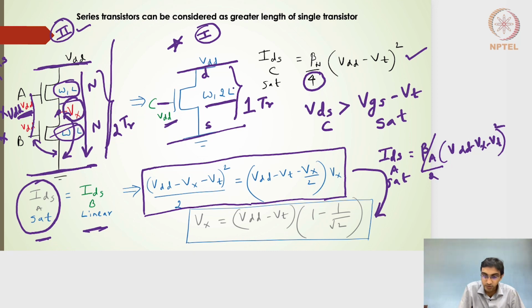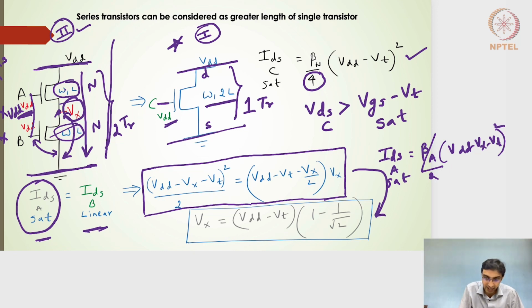Right, so we have this 2 channel length, and then this is the channel length of 1 channel length in the configuration 2. In the configuration 1, it is the 2 channel length with the W. So the current of this particular transistor will be beta C divided by 2 multiplied by (VDD minus VT) the whole square. That is the VGS, right?